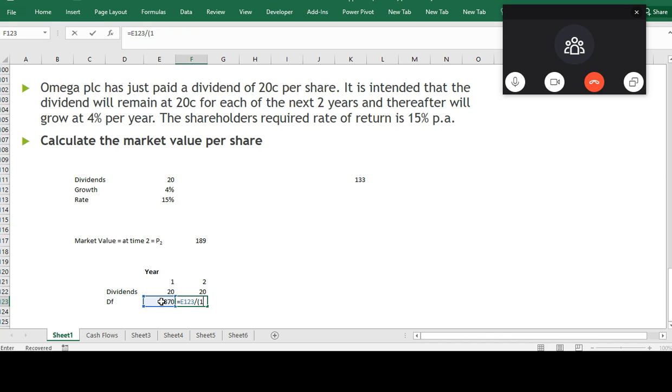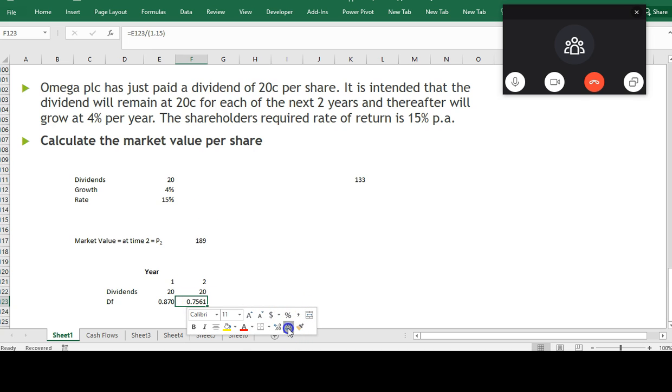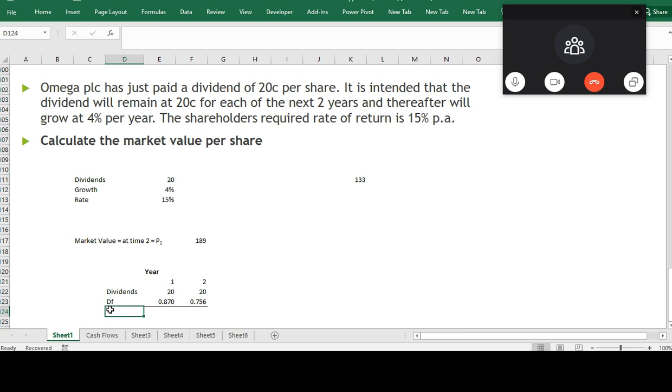Guys, don't get worried. You will be given tables if you can't do the computations like this. These are just discount factors. There's a table. Ask if you are lost. So the present value of these would be 20 times 0.87.